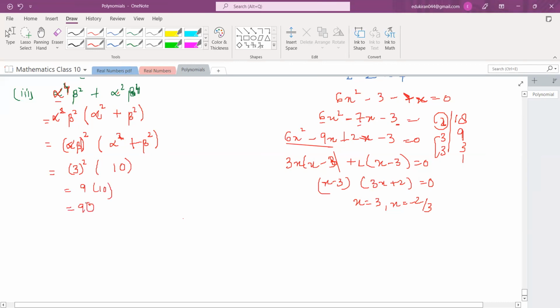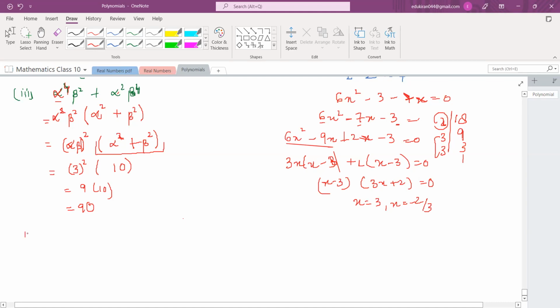Because I've already done the first part, I know the value of alpha square plus beta square. But if it is asked in the exam, you will separately find out first of all the value of alpha square plus beta square, which you already know how to do, and then you will use it here. Because I'm doing this for the same polynomial, I'm just making use of the previous results, but you will have to solve it again separately.